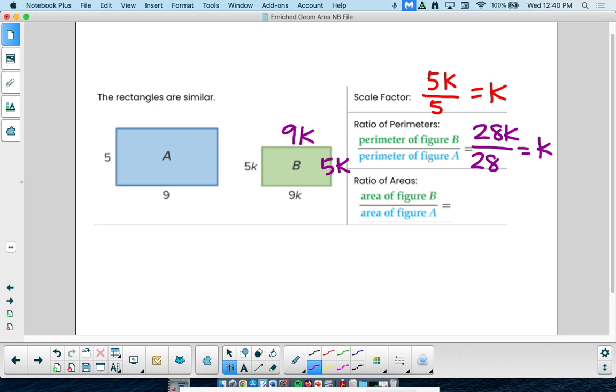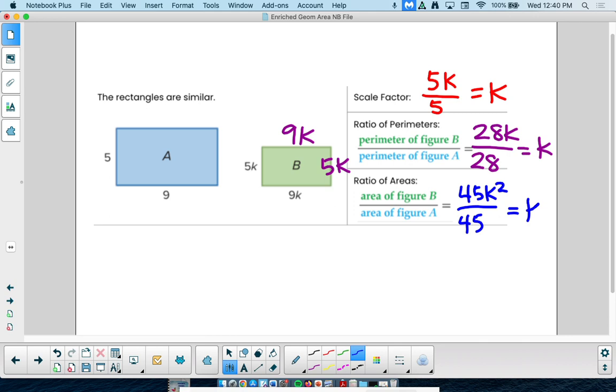Now let's look at our areas here. What's the area for figure B? 45K squared, right? K times K is K squared. And what about 9 times 5? 45. Yep, 45. And if we reduce that, what do we get? Just K squared.